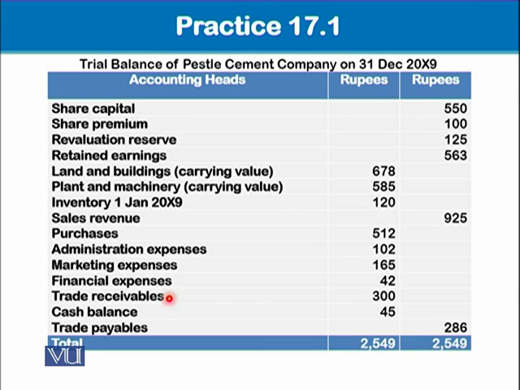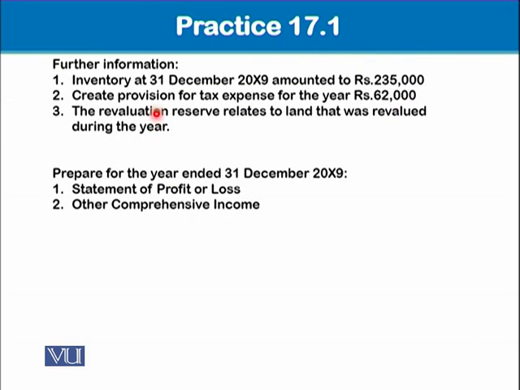Trade receivables are assets. Cash at bank, or cash balance with us, is our asset. And trade payable is our liability. So both sides of the trial balance are giving equal amounts. The trial balance tallies. Let's see some more information on it. Inventory on the closing date is 235,000, and create a provision for tax expense for the year, that is 62,000. The revaluation reserve relates to land that was revalued during the year. So this revaluation we will be dealing with in OCI.